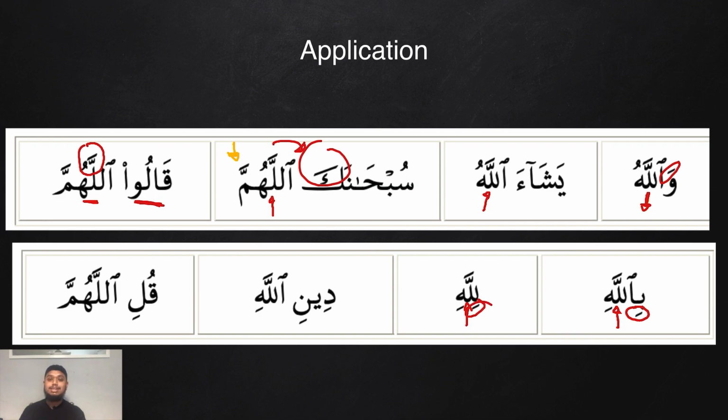Next we have dinillahi. We have the lam in the name of Allah Azza wa Jal, and before it we have a kasra, so it's light, as we do in the next example, qulillahumma. Because we have a lam in the name of Allah Azza wa Jal, and before it is a kasra.